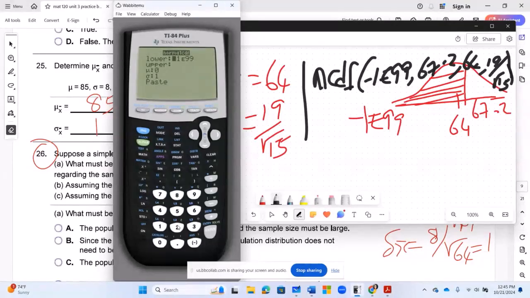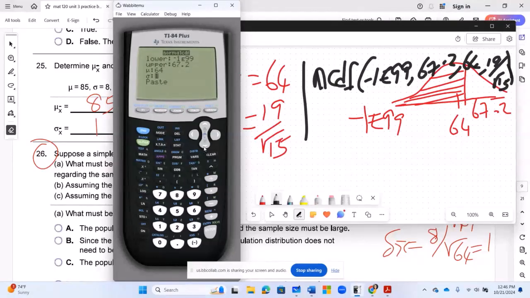The lower bound is negative infinity. It's already here. I don't have to put it in again. Even though this data is not standardized, I can still use it. My calculator is intelligent. It knows how to calculate area under the normal curve, even without standardizing it. So upper bound is 67.2. The mean of the sampling distribution is 64.